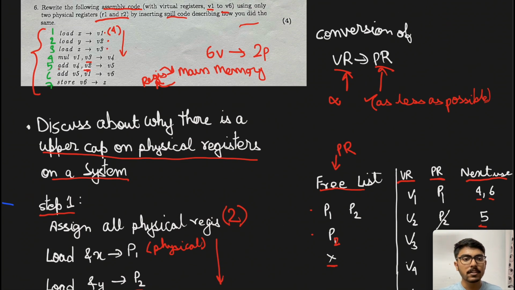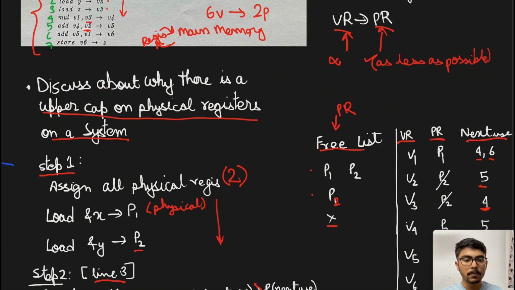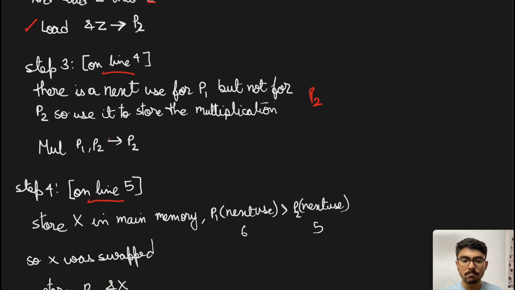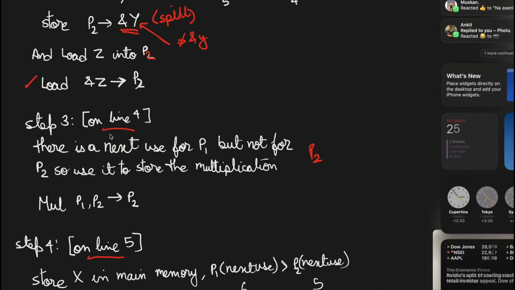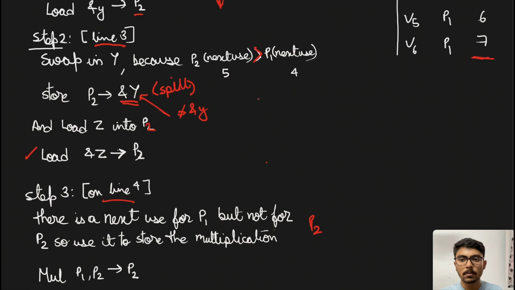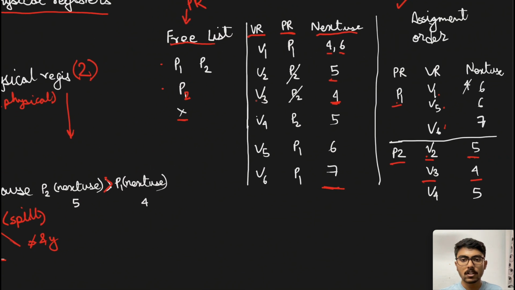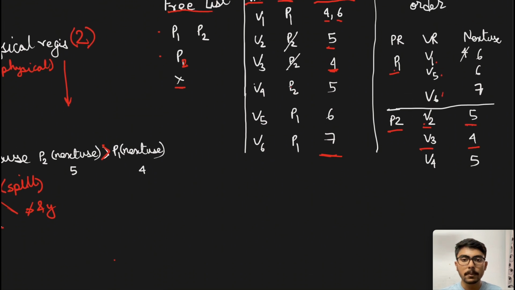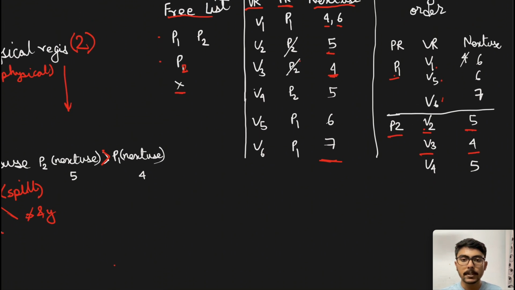So in line number 5, we are trying to add V4 and V2 and storing the result in V5. Before we do that, I want to find what are the physical registers and their assignment order now. So if we just go above, in here we will find that now we store V4 in P2, and as you can see that P2 is cut from V3 and we have it on P2, and its next use is 5.